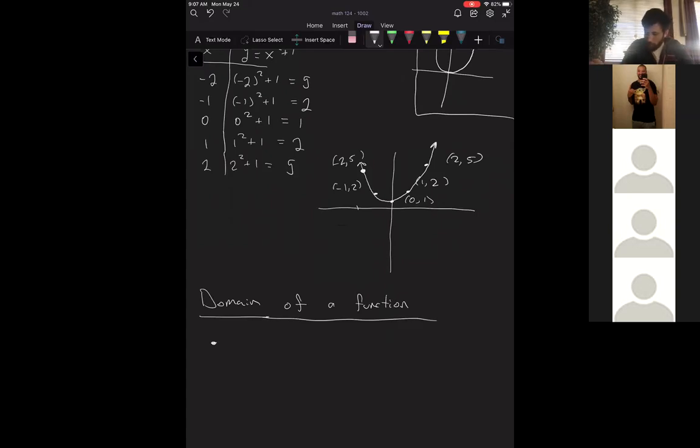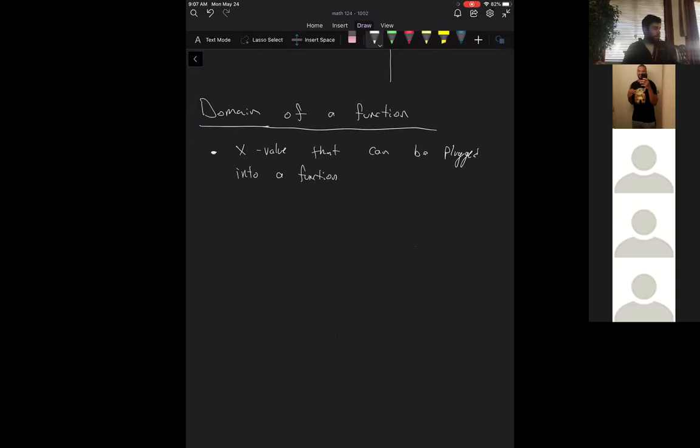So these are all the x values we can plug into a function. The x values that can be plugged in. So what does that mean? Well, let's talk about something like f of x is equal to x plus 2.